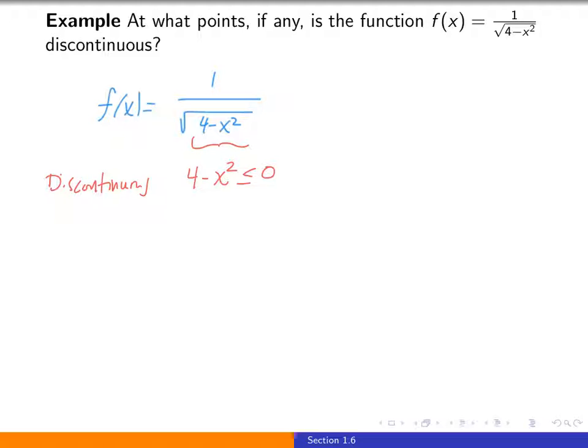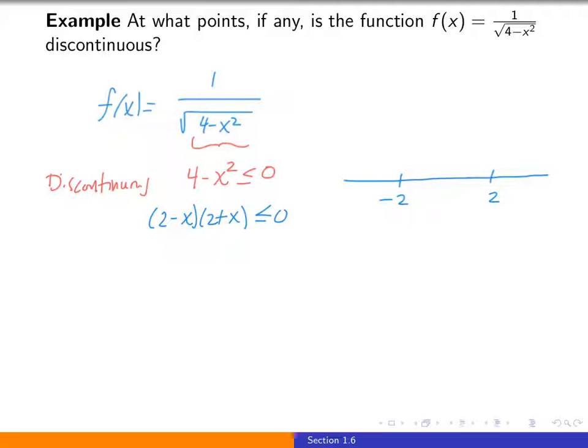Well, this is a problem from chapter 0. It's an inequality. And how we have to approach this inequality is think about the zeros on the left. This factors as 2 minus x, 2 plus x. And to determine where this quantity is less than or equal to 0, we create a number line and a sign chart. So 2 minus x, 2 plus x is equal to 0 at minus 2 and 2. And the function 4 minus x squared is going to be entirely positive or entirely negative in each of these three intervals. So we need to check test points.